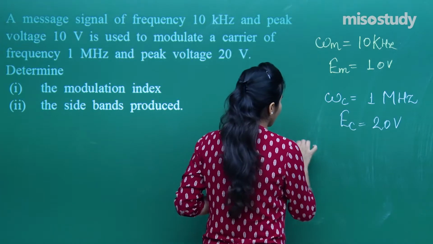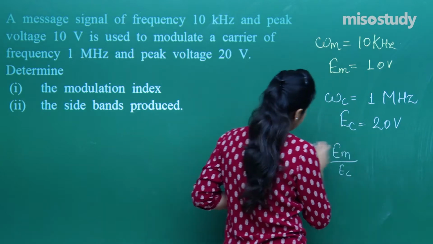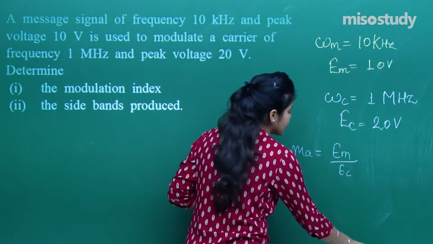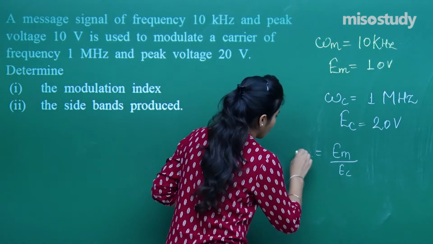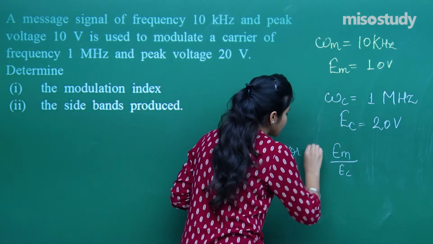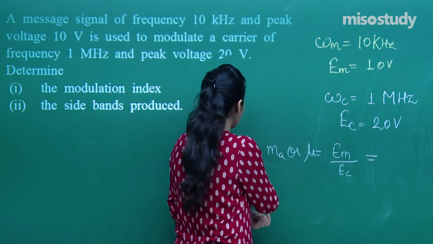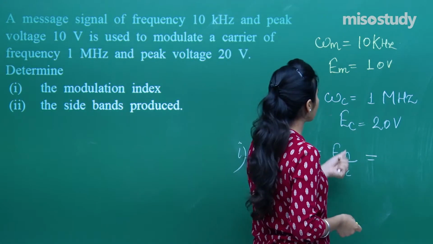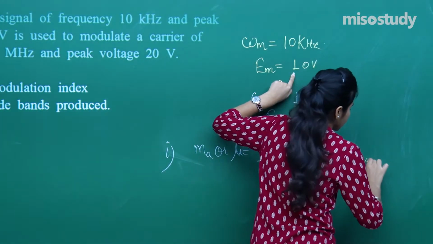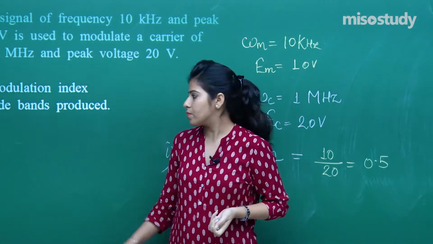I told you what is the formula of modulation index, Em upon Ec. You can write the modulation index either as m_a, or you can write it as mu. So, this is the formula Em upon Ec. You can directly put the value of Em and Ec and find out the modulation index. So, this is 10 upon 20 or this is 0.5. So, the modulation index is 0.5.